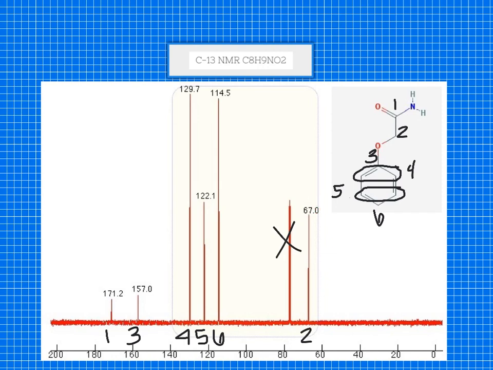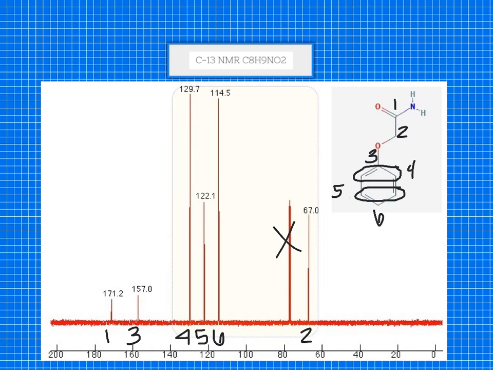Our third environment, this carbon right here, which is also attached to the O, I have labeled here because although it is a part of the aromatic ring, and is pretty close to these other aromatic carbons, because it is attached to the oxygen, it is downshifted a little bit farther just because of the electronegativity of the oxygen.